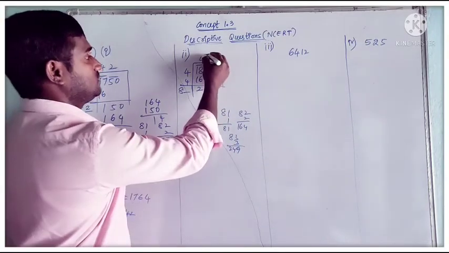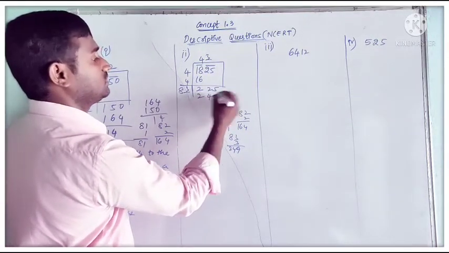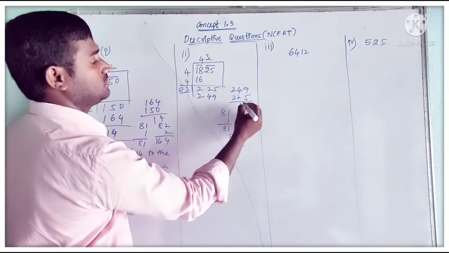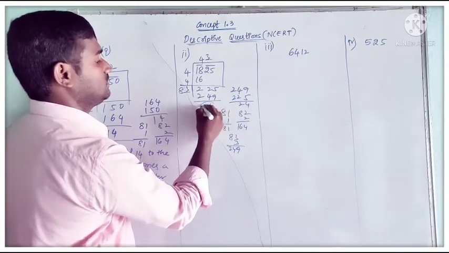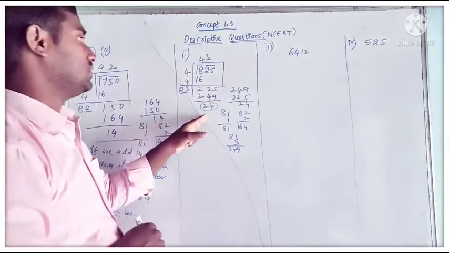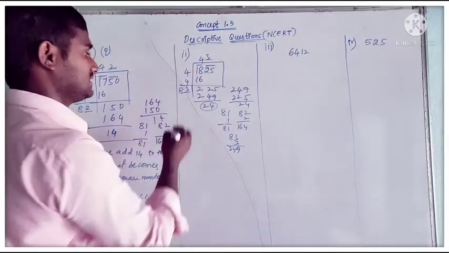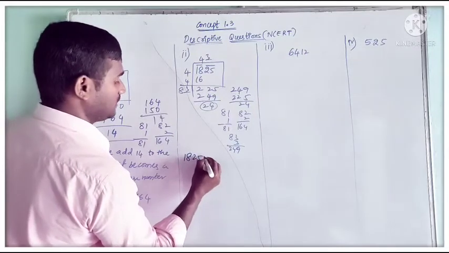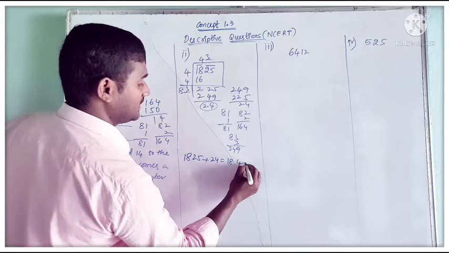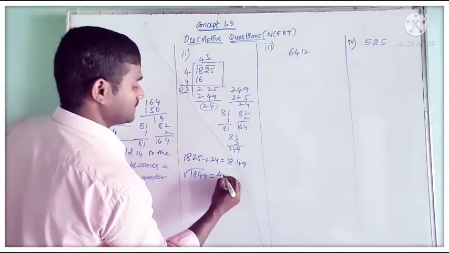So that is into 3, 3 3s, which is equal to 249. Now we subtract 249 minus 225, which is 24. Therefore, if you add 24 to 1225, then it becomes a perfect square. Let us see here: 1225 plus 24 equals 1849. So the square root of 1849 equals 43.